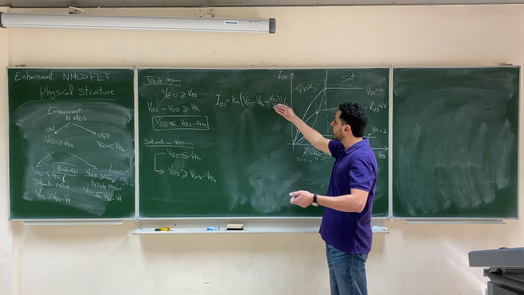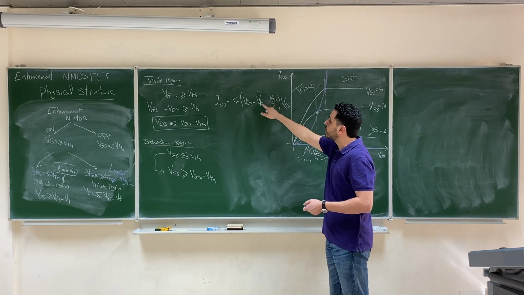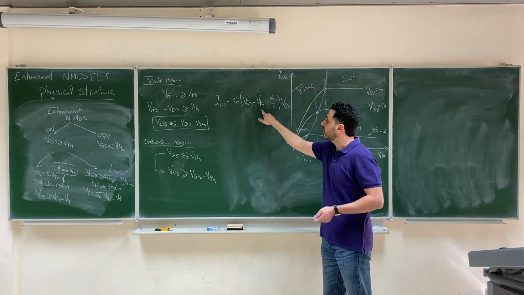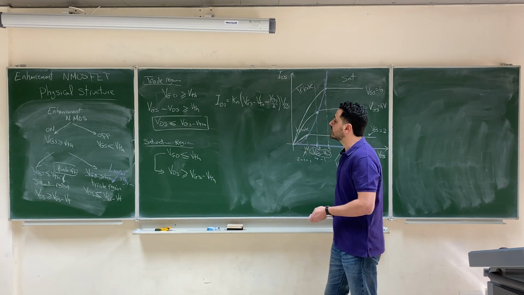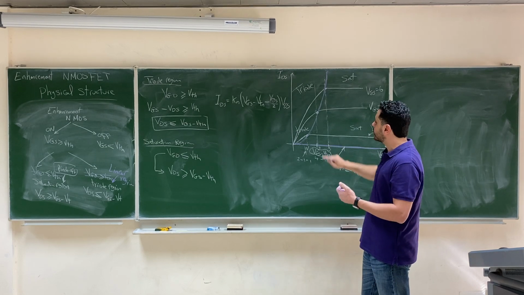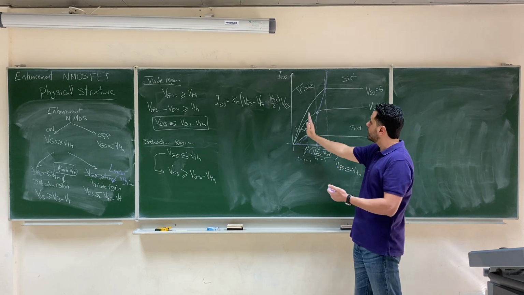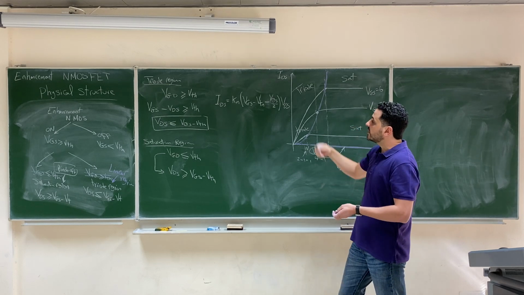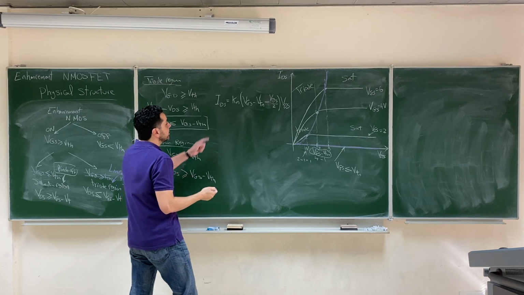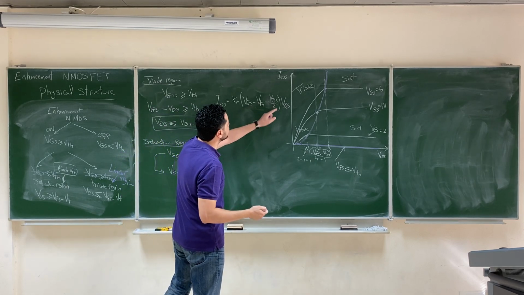But when VDS increases and becomes close to VGS minus V threshold, close to the point at the border between the saturation and the triode, then the equation will become more quadratic. You will find that it will become a curve, okay? So this is the equation in the triode region. The current depends on both VGS and VDS.